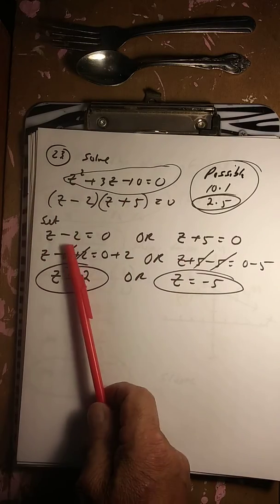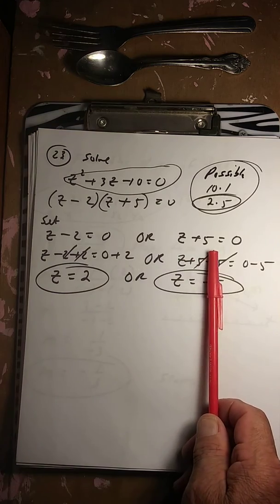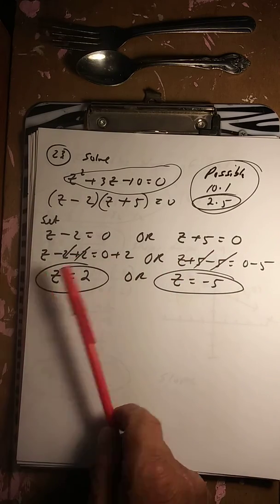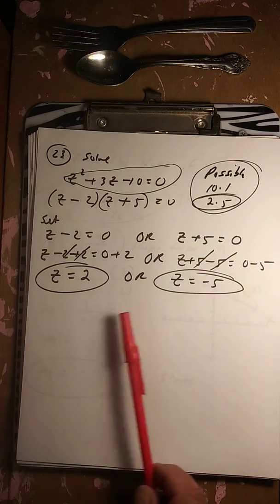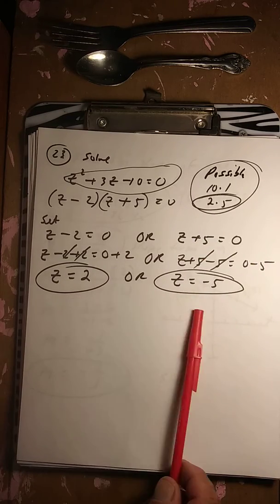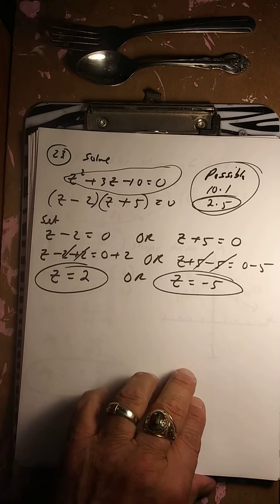Now, z minus 2 equals 0, or z plus 5 equals 0. So add 2, z equals 2. And subtract 5, so z equals negative 5. So 2, negative 5. 2 and negative 5, the answer. Okay, next one.